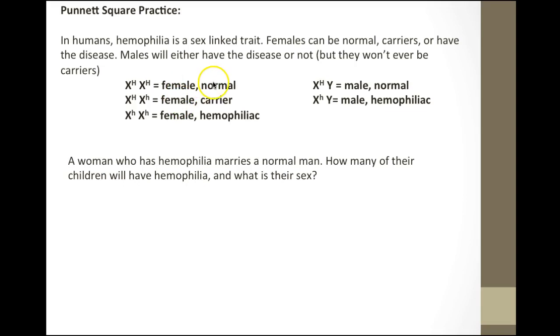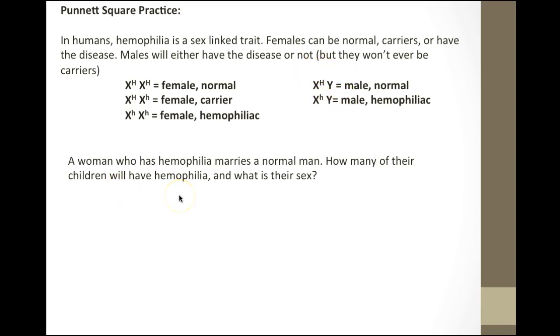A female can also be normal but also be a carrier. That's when she's heterozygous but will still show a healthy trait. But females that are hemophiliacs have to have both recessive h's. Males, however, if they have only one copy of the normal H, they're going to be normal. If they have only one copy of the lowercase h, they're going to be a hemophiliac. That's because they only have one X, so whatever allele they get, that's what they're expressing. So males can never be carriers.